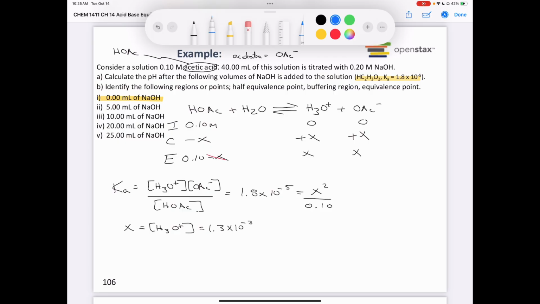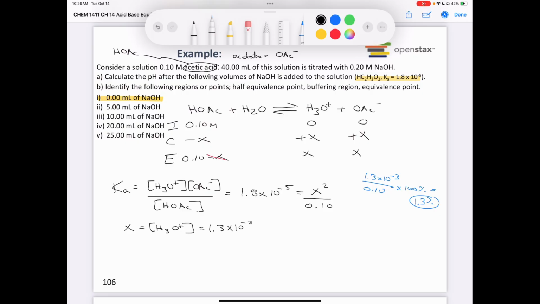Now, if we want to check that our assumption was okay, we would say 1.3 times 10 to the negative 3 divided by our initial concentration, which is 0.1, and multiply that by 100%. So let me grab my calculator here. 1.3 times 10 to the negative 3 divided by 0.1, multiplied by 100, and we end up with 1.3%. And so our assumption is okay because 1.3% is less than 5%. So we're good to go.